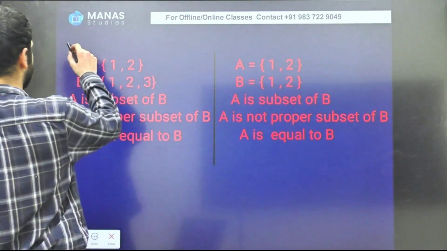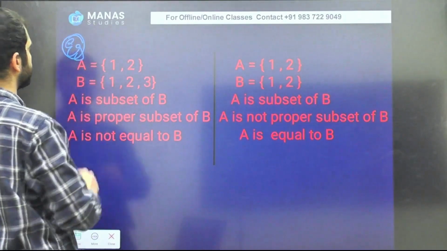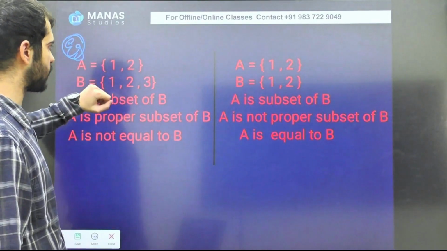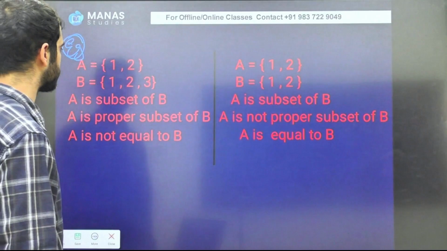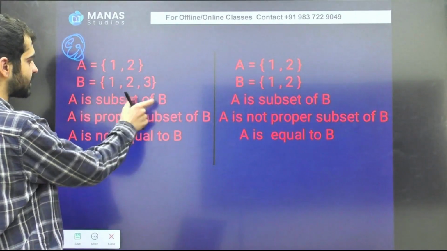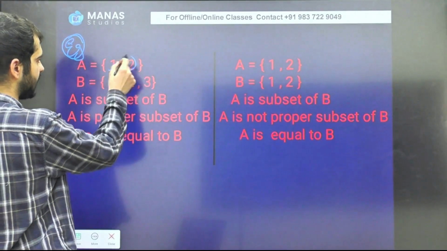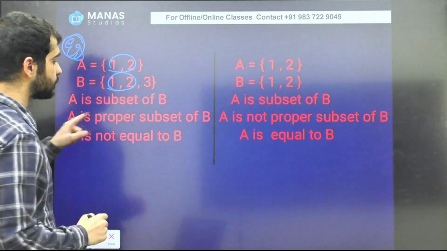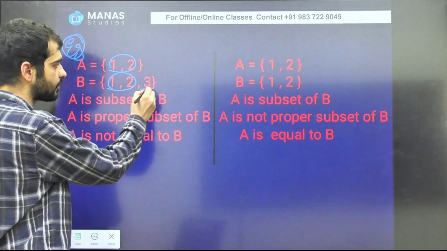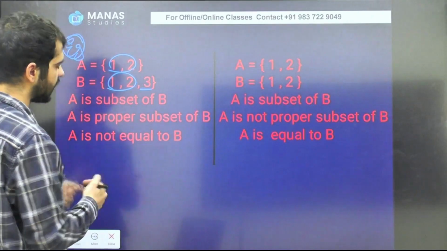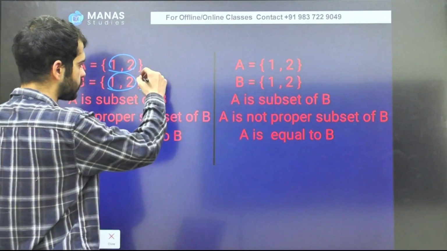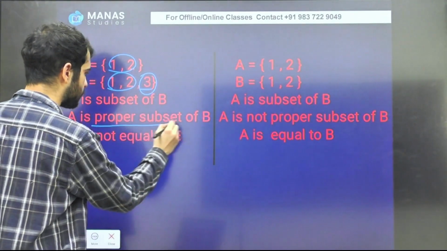Now let's have a look at an example which says that A has two elements, 1 and 2, and B has three elements, 1, 2 and 3. Then we can say that A is a subset of B because all the elements in A are present in B. A is a proper subset because B has at least one element that is not present in A, and obviously A is not equal to B because of this extra element, and that is why it's a proper subset.